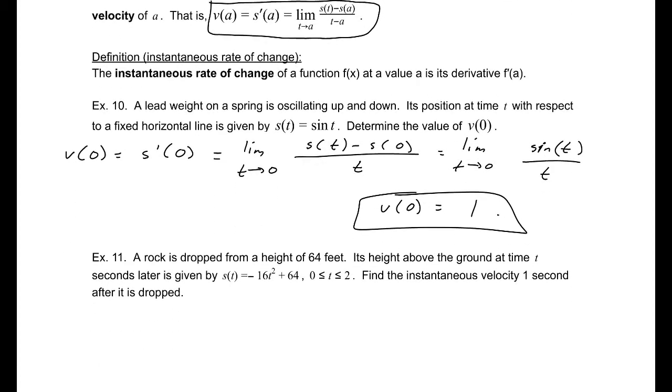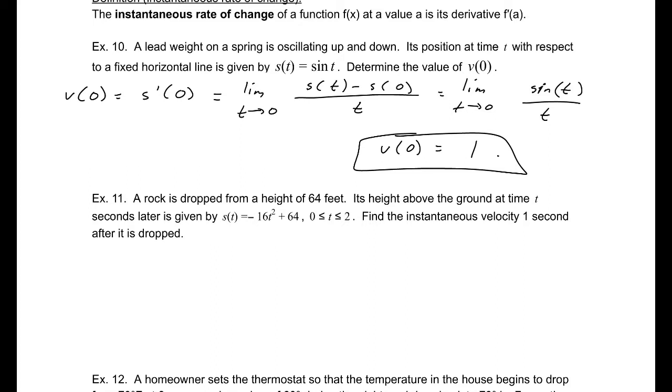Next question, we have a rock dropped from a height of 64 feet. So the position is given by this function we have. So we want to find the instantaneous velocity 1 second after it's dropped. So that would be v of 1, which is s prime of 1, which is the limit as t approaches 1 at this point.